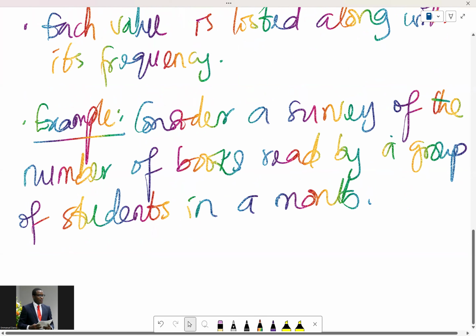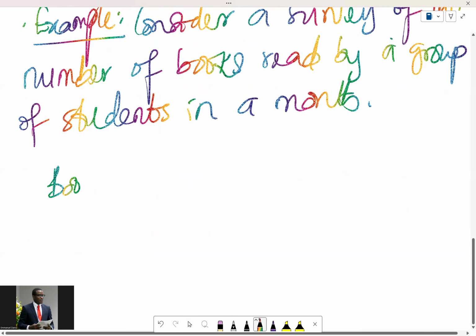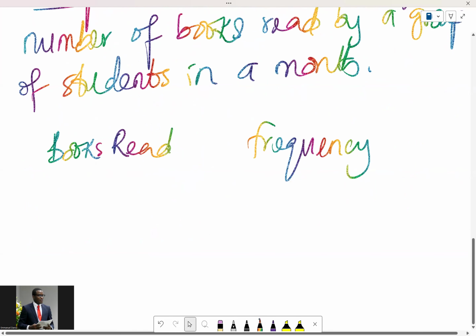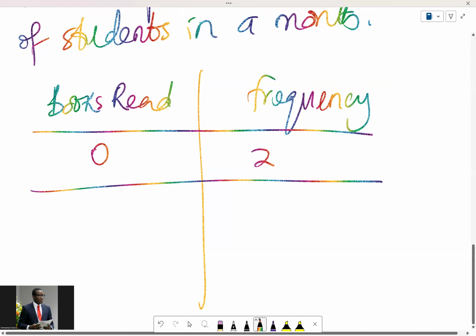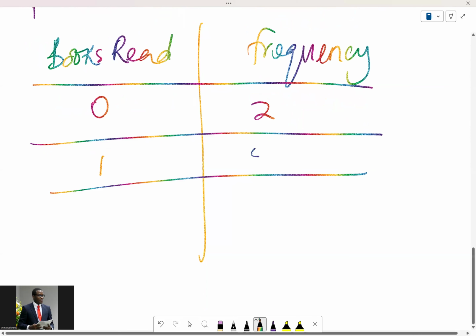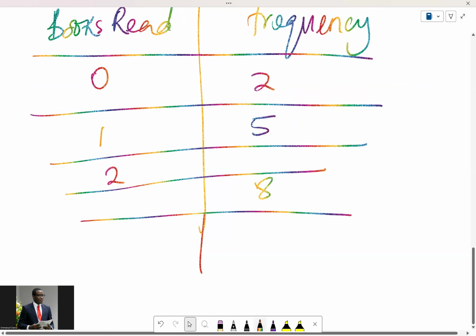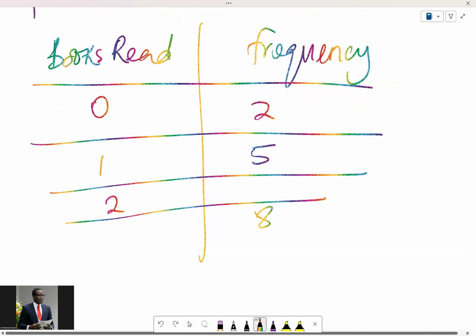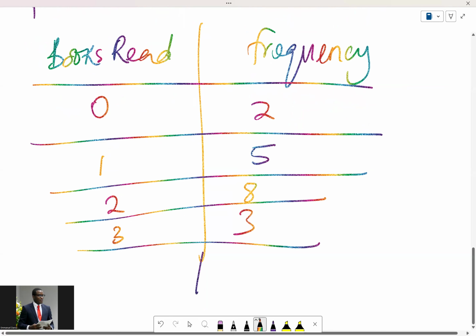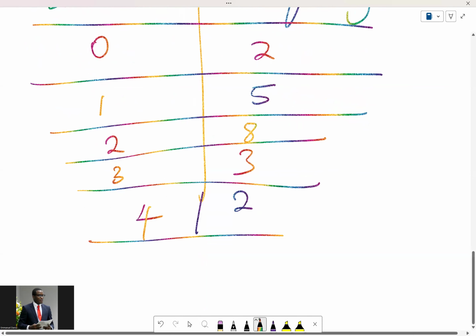So here now we have books read, and then we have the frequency. Those who read 0 books, we have 2 of them. Those who read 1 book, 5 of them. Those who read two, 8 of them. Those who read three, 3 people read 3 books. Then 2 students read 4 books.